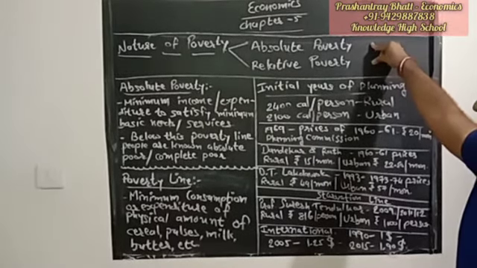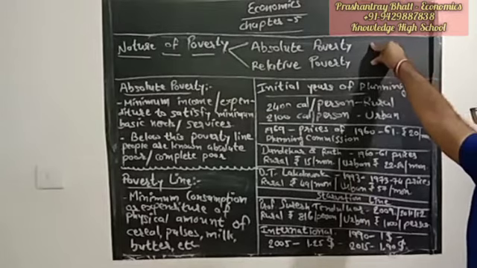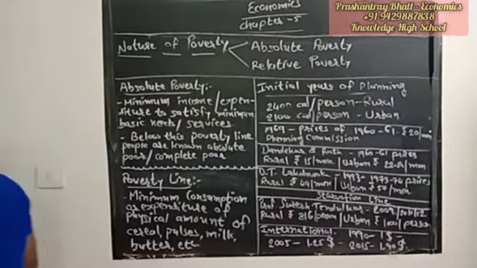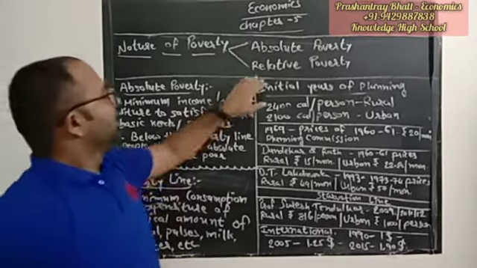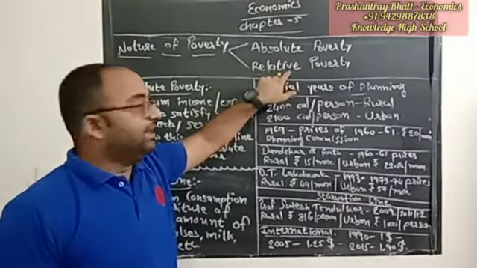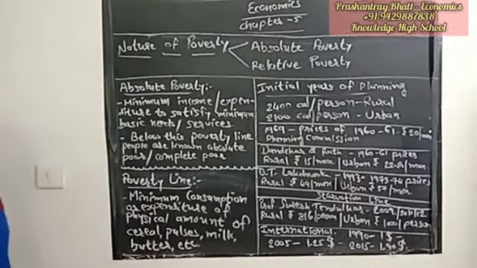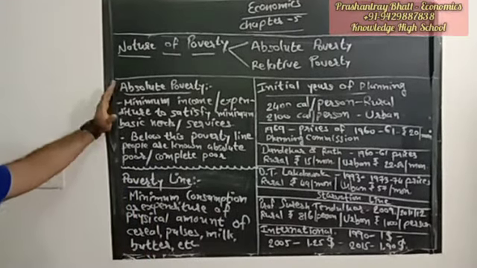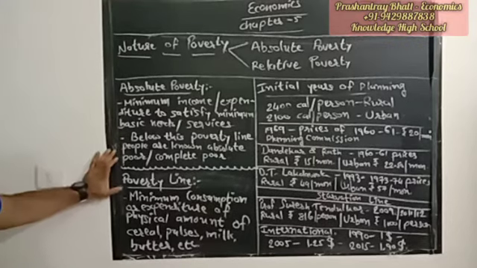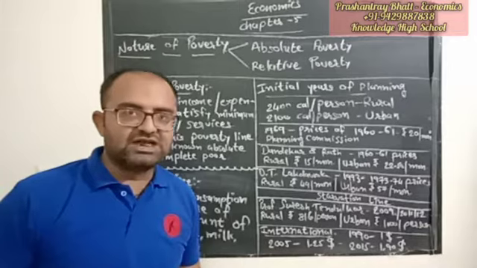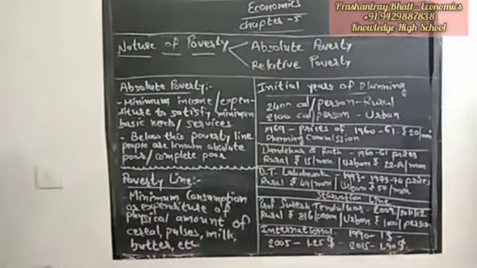The name itself suggests that absolute poverty is about reality and relative poverty is about comparison. So in today's session we are going to understand the meaning of absolute poverty and the tool of absolute poverty, that is the poverty line, and what happened with poverty lines at different stages of time.